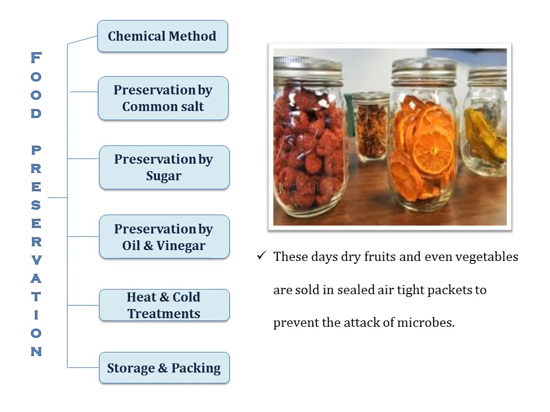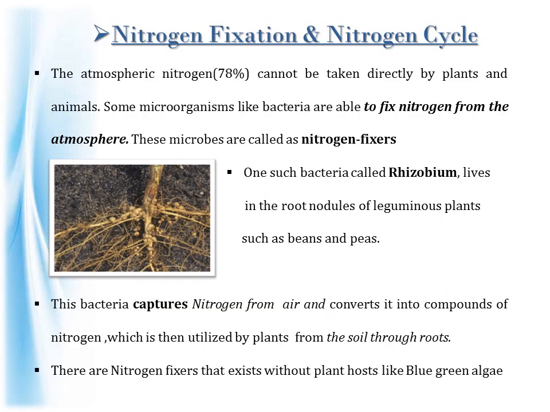The last method of food preservation is storage and packing. These days, dry fruits and even vegetables are sold in sealed airtight packets to prevent the attack of microbes. Now the last topic of this chapter is nitrogen fixation and nitrogen cycle. So let's first study what nitrogen fixation is and then we'll go to nitrogen cycle.